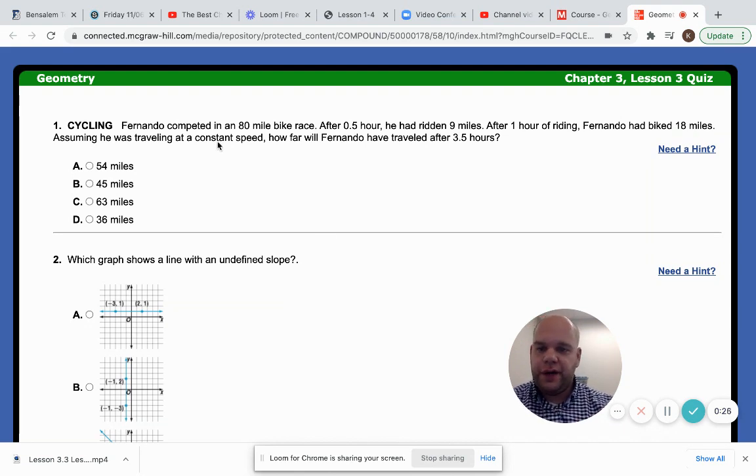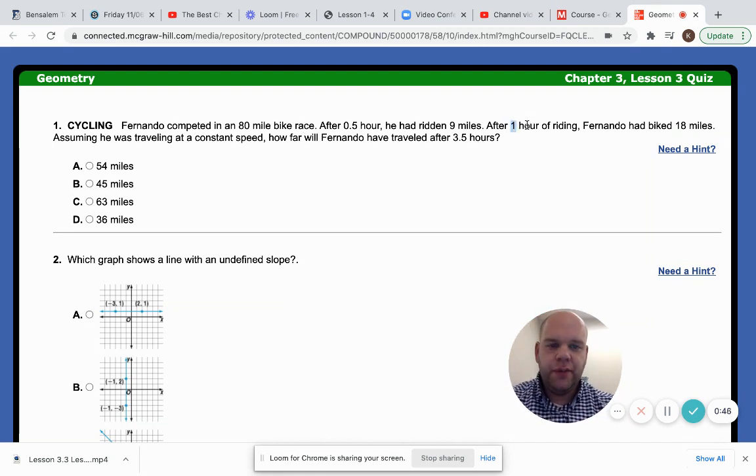So, cycling. Fernando competed in an 80-mile bike race. Wow, that is super long. After a half hour, he had ridden 9 miles. After 1 hour riding, he had biked 18 miles. Assuming he was traveling at a constant speed, how far will Fernando have traveled after 3.5 hours?